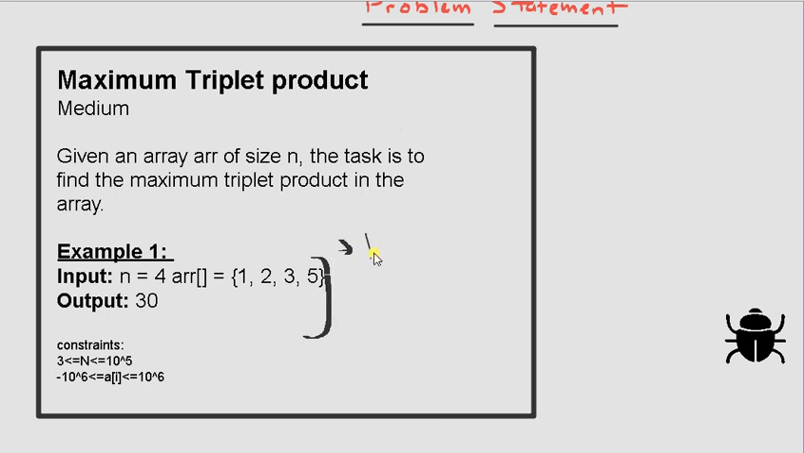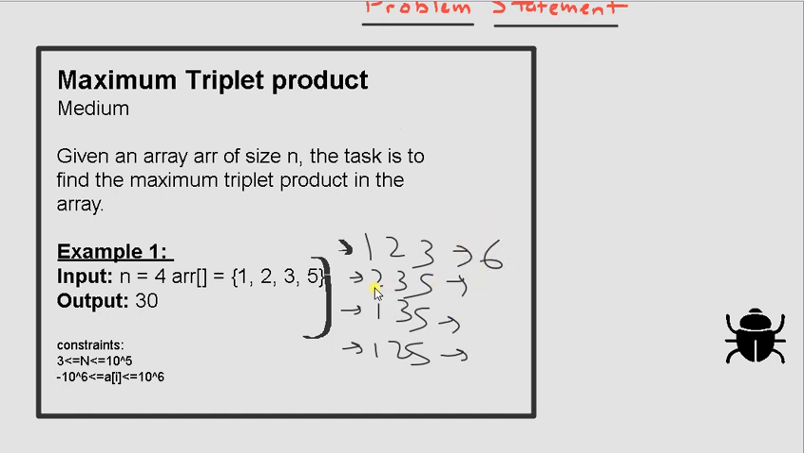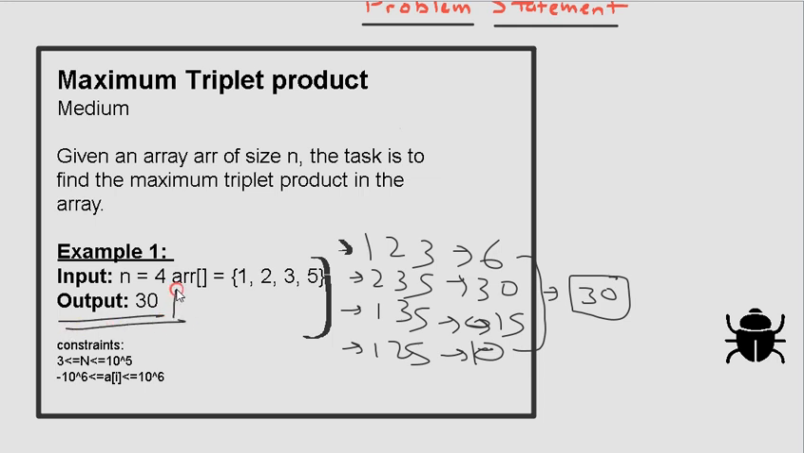I have triplets like 1 2 3. I have 2 3 5. I have 1 3 5 and I have 1 2 5. Okay, let me find the product of these triplets as well. So if I write it, I will get 6. I will get 6 into 5, which is 30. I will get 15 here and I will get 5 into 2, which is 10. Okay, so out of all these values that I have, I'm going to return the maximum value. So this is what the maximum triplet product is, and hence 30 is going to be my output.